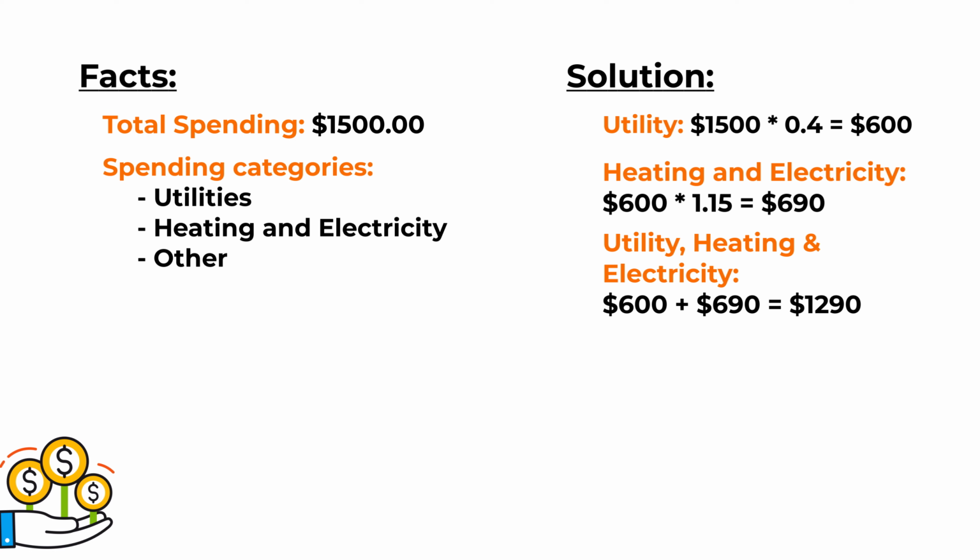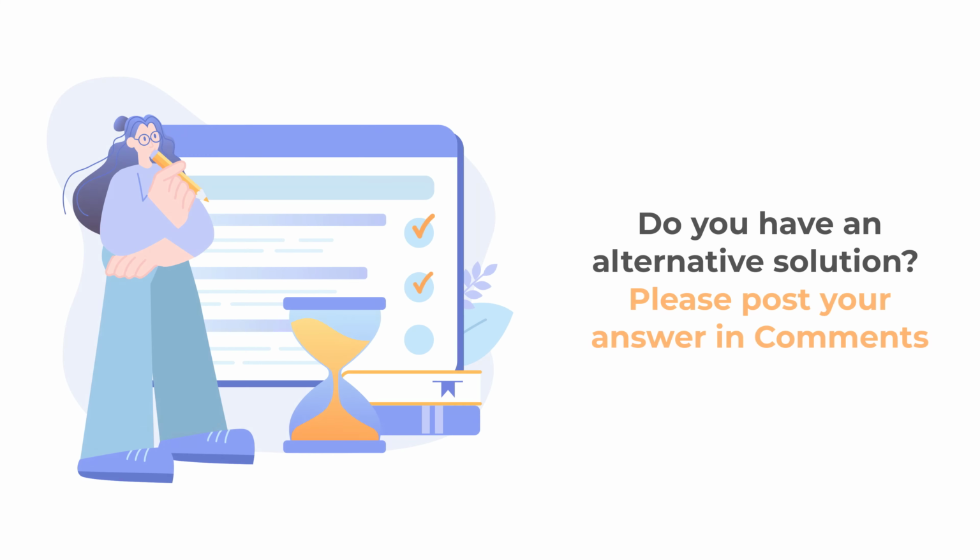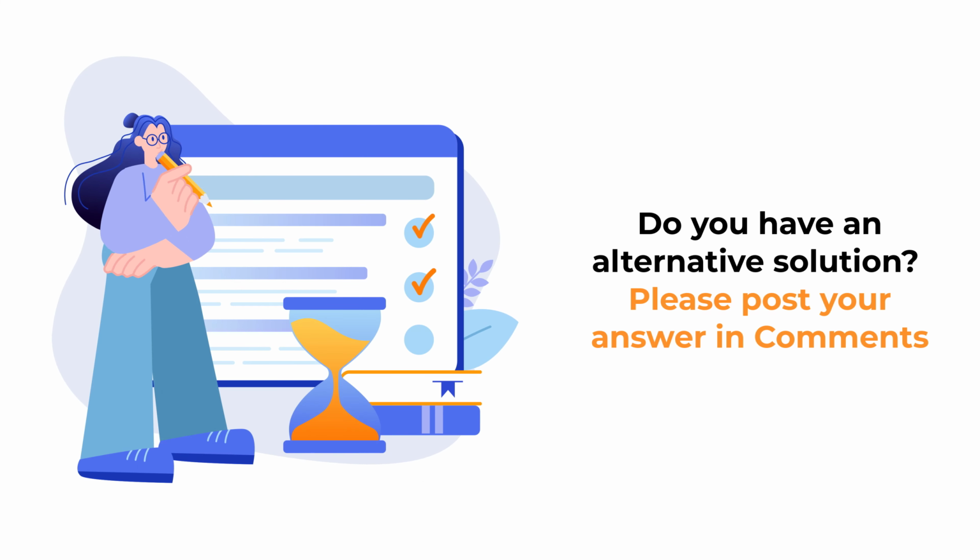And the end result of this calculation will be $1,290. So the other spending category would be calculated as a subtraction of $1,290 from $1,500 and would be equal to $210. So the correct answer here is choice A, $210. Hopefully you've nailed this question and now know how to answer similar problems on the test.